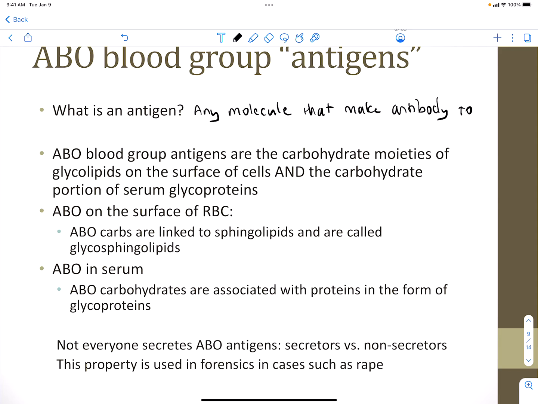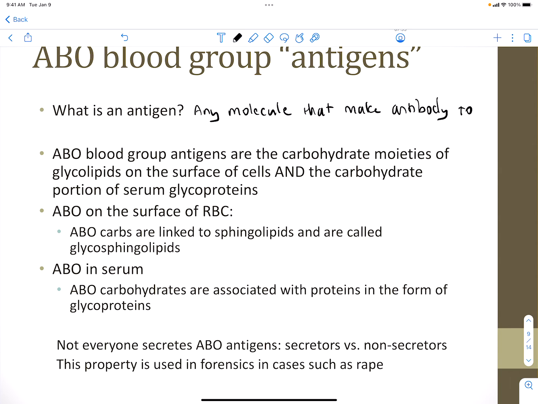So our ABO blood group antigens are actually the sugars added to the glycolipids on the surface of the cell, and also the carbohydrate portions of serum glycoproteins as well. The ABO on the surface of the red blood cell is linked to sphingolipids, so they're glycosphingolipids. Remember we just talked about what a sphingolipid was, and you're just adding sugars to it.